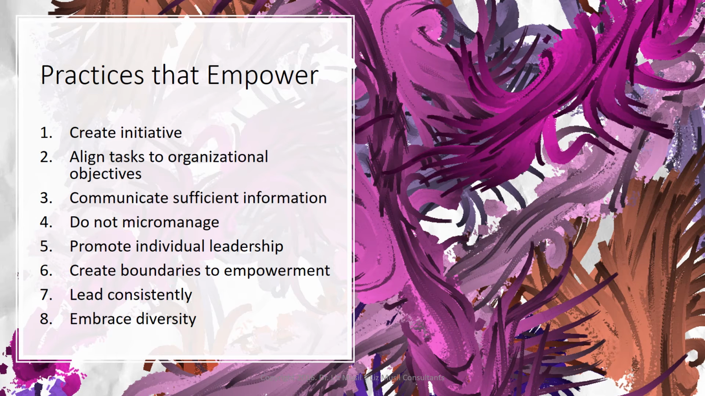Number 6, create boundaries to empowerment. You need to make sure that everybody knows that there are boundaries to their empowerment. They cannot take over your position. They have to understand what it is they're allowed to do within the confines of their position.